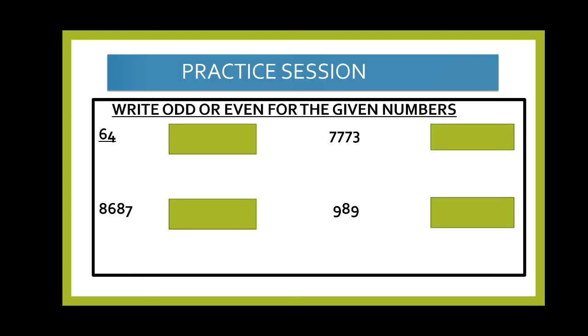Now, let us see the practice session. Here we have some practice. Practice and tell whether you are thorough with the examples. The numbers here we have are 64, 8687, 7773, 989. Find out whether those numbers are odd or even.